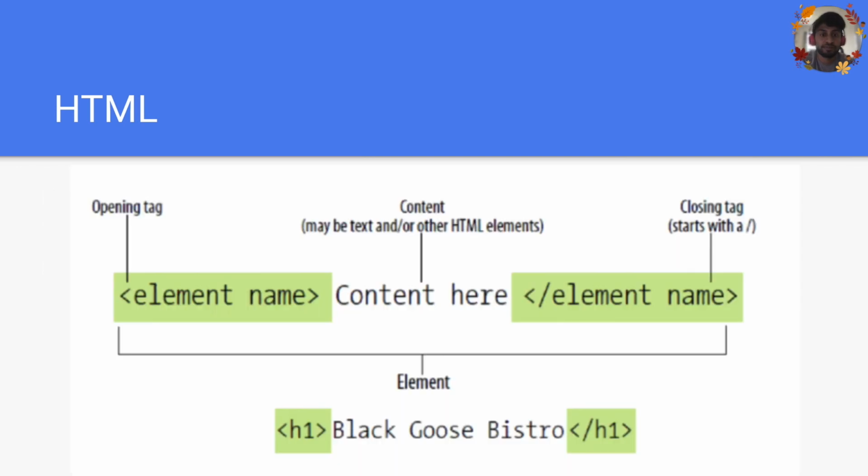Let's visualize this. So here you can see a given element and the tags that enclose it. What's highlighted in green are the tags. The opening tag consists of an opening bracket, the name of the element, and a closing bracket. Then comes the content of the element, and then the closing tag, which consists of an opening bracket and a /, the name of the element again, and a closing bracket. Below the generic format, you can see an actual example. Here, an H1 element, which is a header with the content of Black Goose Bistro, is created.